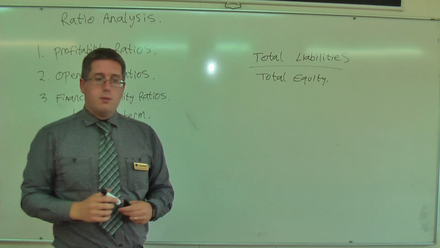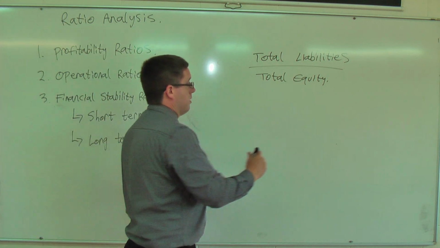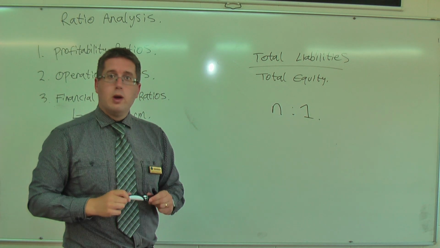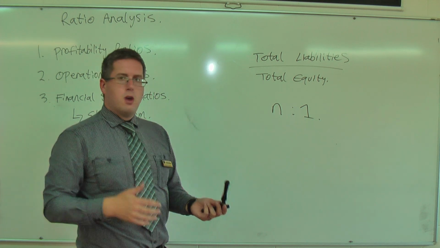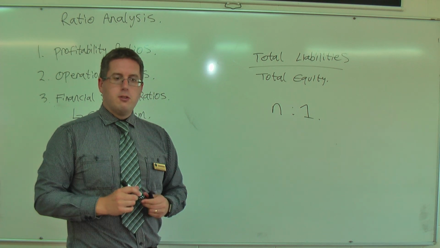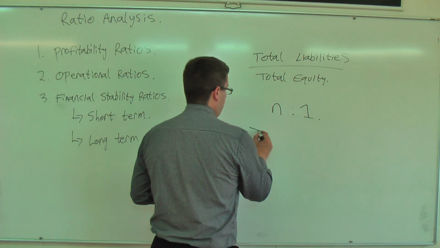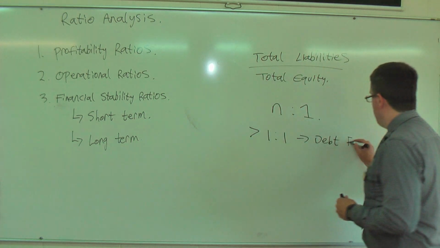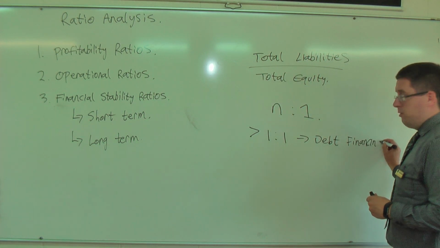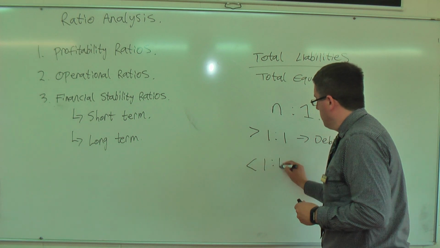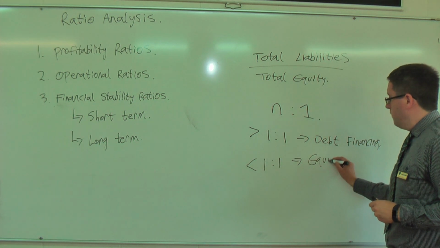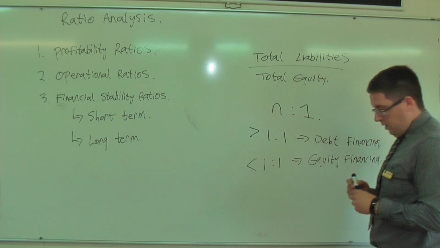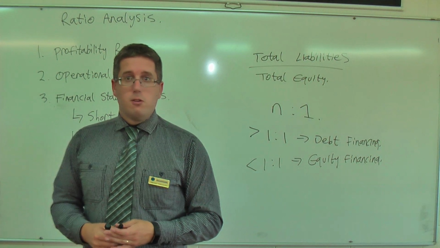The debt to equity ratio is total liabilities divided by total equity. Again, it's a ratio, you're going to come out with a number to 1. This just shows what is the source of funding in the business. Now, if it's greater than 1 to 1, it just means that they are focusing on debt financing. If it's less than 1 to 1, it means that they're using what's called equity financing. Equity financing means they borrowed more money from the owners instead.